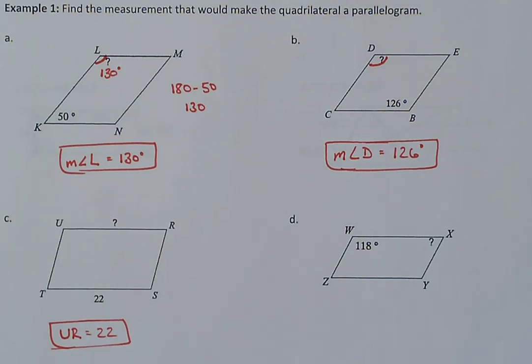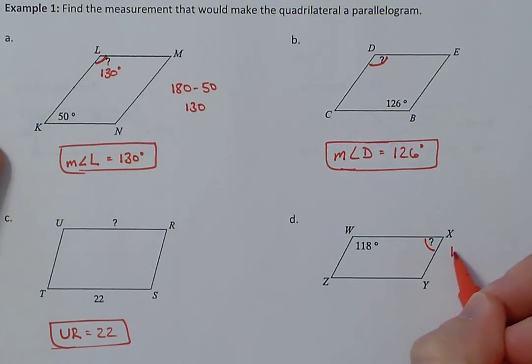All right, lastly, for part D, part D is going to be very similar to part A because angle W is 118 degrees. And they want me to figure out the measure of X that would make this a parallelogram. W and X are consecutive angles because they're next to each other. They're not opposite of each other. Because they're next to each other, consecutive, that means that they need to add up to be 180 degrees.